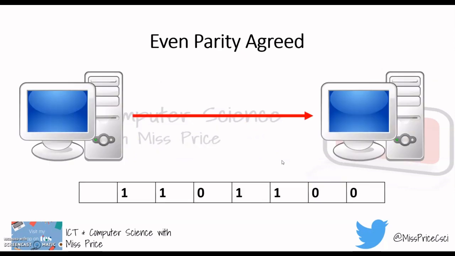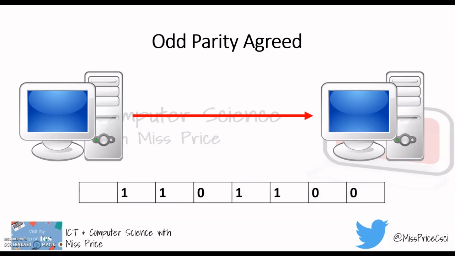So the even parity agreed here. So here's the 2 computers, and the 2 computers have agreed to an even parity. So you can see there's 4 number 1s, so hopefully you said, well, what's going to go in there is 0. Then you would be correct.